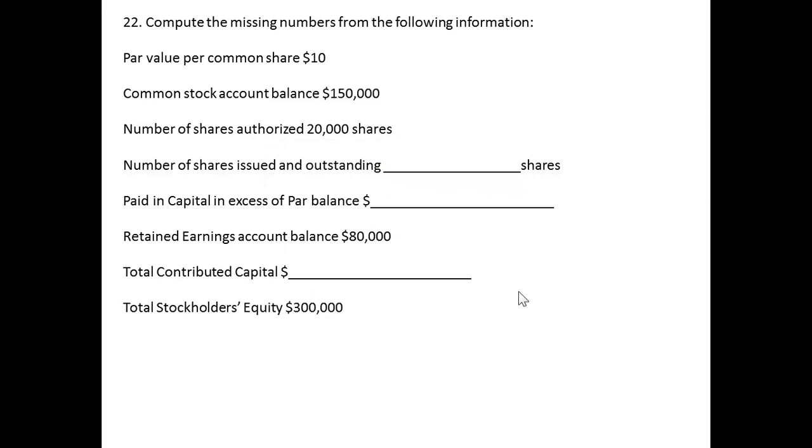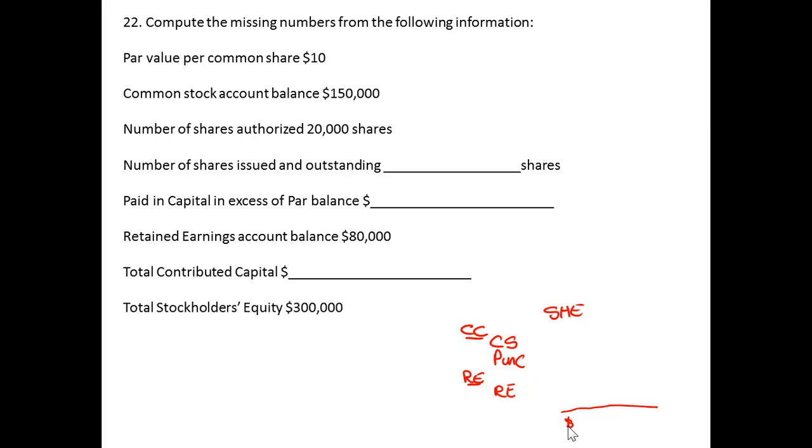In this problem, we're given information from the shareholders' equity section of the balance sheet, and we're asked to find some missing numbers. Now, what we do know about SHE is that there's a contributed capital part and a retained earnings part. And contributed capital has to do with the common stock and the paid-in capital, and retained earnings has to do with retained earnings. And if there was treasury stock, it would be down at the bottom.